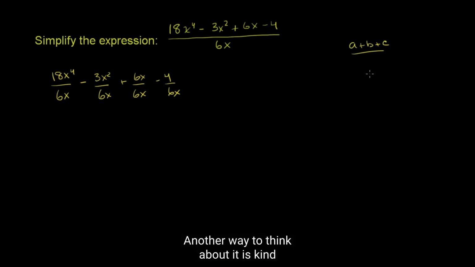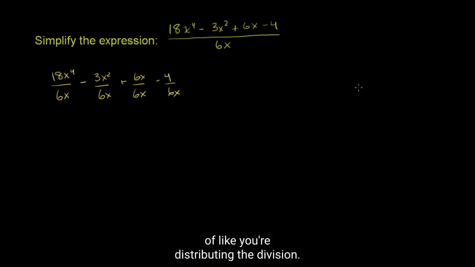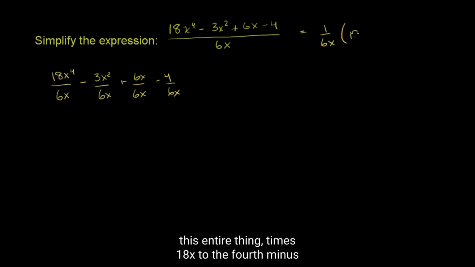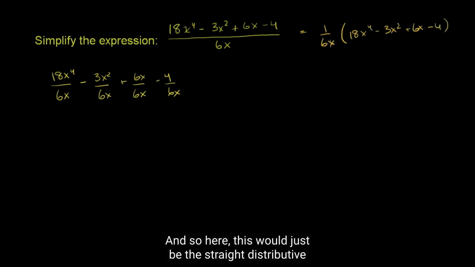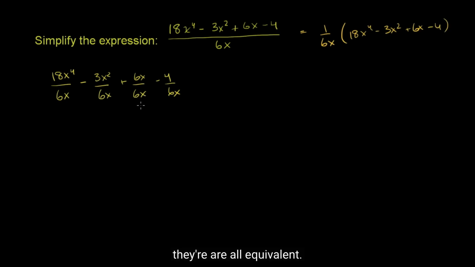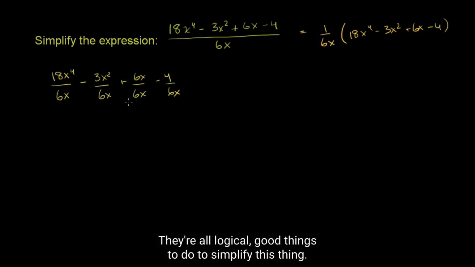Another way to think about it is kind of like you're distributing the division. If I divide a whole expression by something, that's equivalent to dividing each of the terms by that something. The other way to think about it is that we're multiplying this entire expression. So this is the same thing as 1 over 6x times this entire thing, times 18x to the fourth minus 3x squared plus 6x minus 4. And so here, this would just be the straight distributive property to get to this. Whatever seems to make sense for you, they're all equivalent. They're all logical, good things to do to simplify this thing.